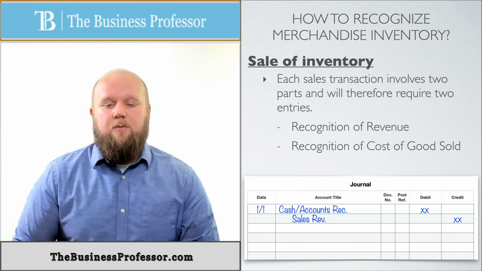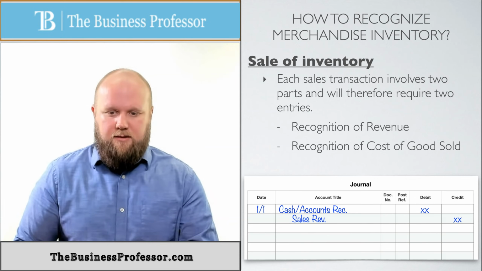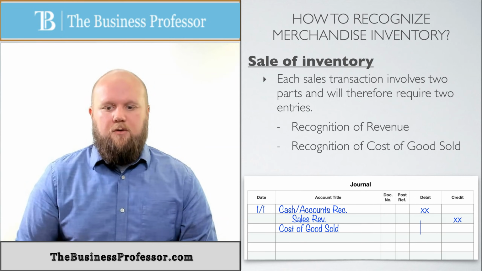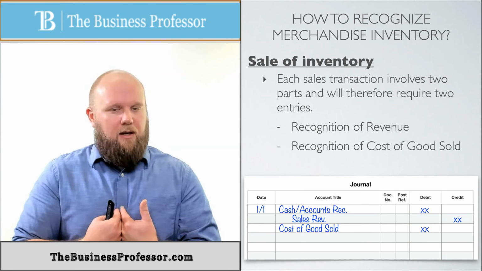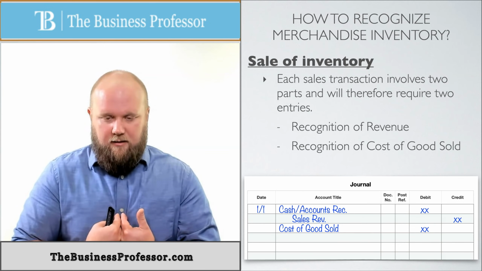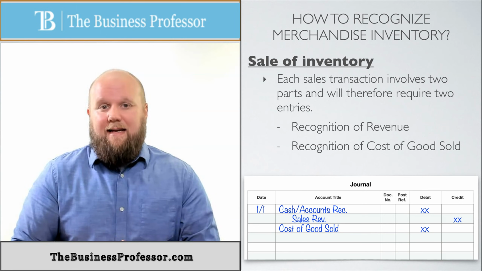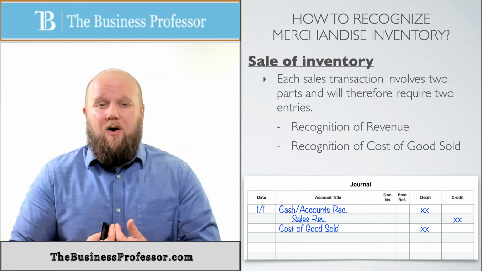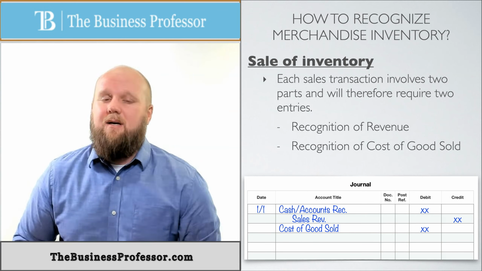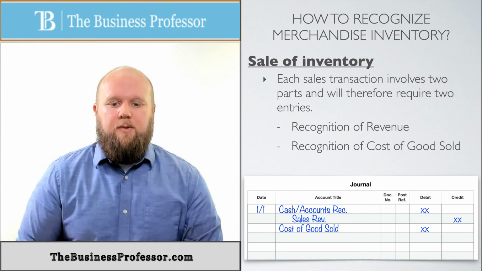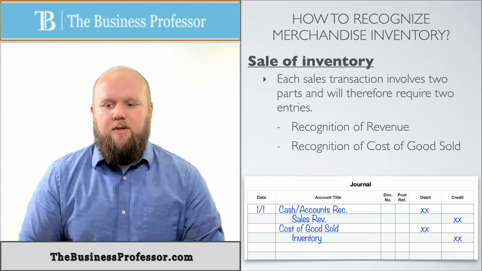So the second part of this will be I'm going to debit my expense account, which is cost of goods sold, for whatever that amount was to me, not what I sold it for, but what it cost me. And then not only did I gain something, I gained cash, I also lost the inventory because I gave it to my customer. So my credit for this one would be merchandise inventory or inventory for the same amount.